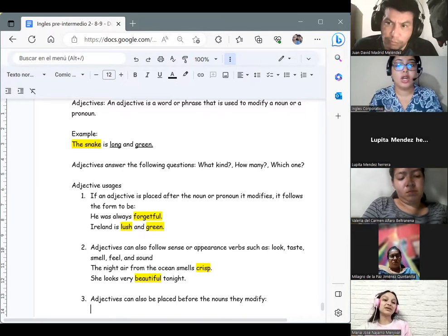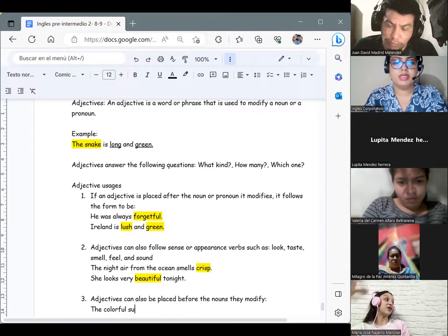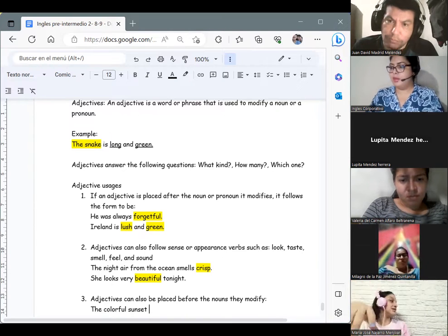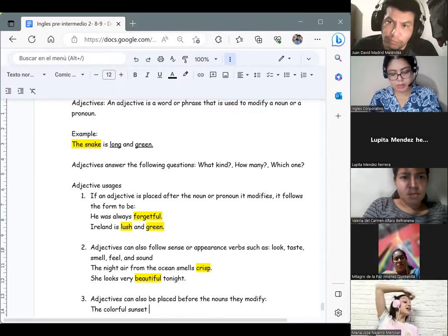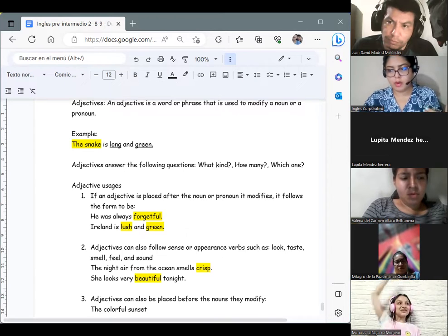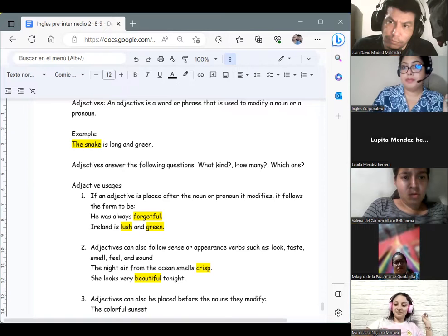And it says, the colorful sunset. The colorful sunset. El colorido, ¿verdad? El colorido. No podríamos dejarlo al principio. Bueno, sí podríamos, pero sonaría un poco raro el colorido, la colorida puesta de sol. La puesta de sol colorida sale o se escucha mucho mejor.